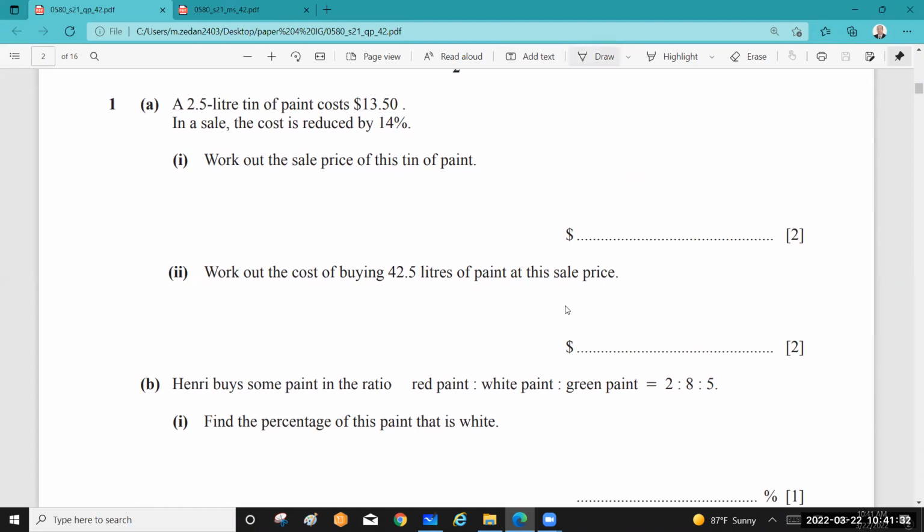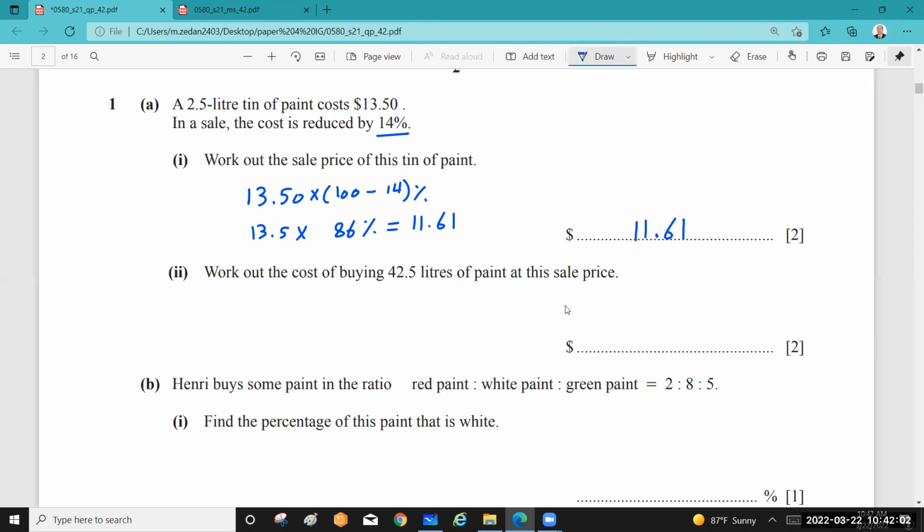The price here, 13.5, will be reduced by 14%, so it will be 100 minus 14%. So 13.5 times 86%, and just multiply this. The answer is 11.61. This is the sale price, $11.61.